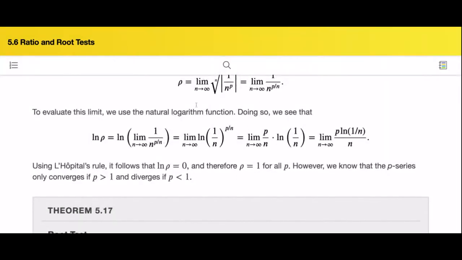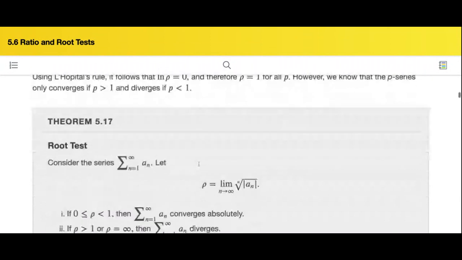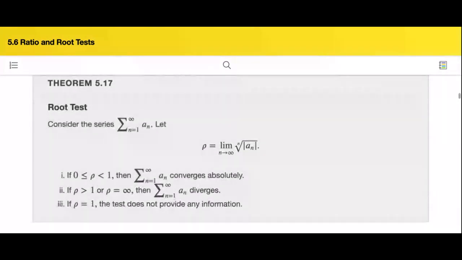Okay, you're not a mathematics major, so let's not care about that. Let's go ahead to the theorem.